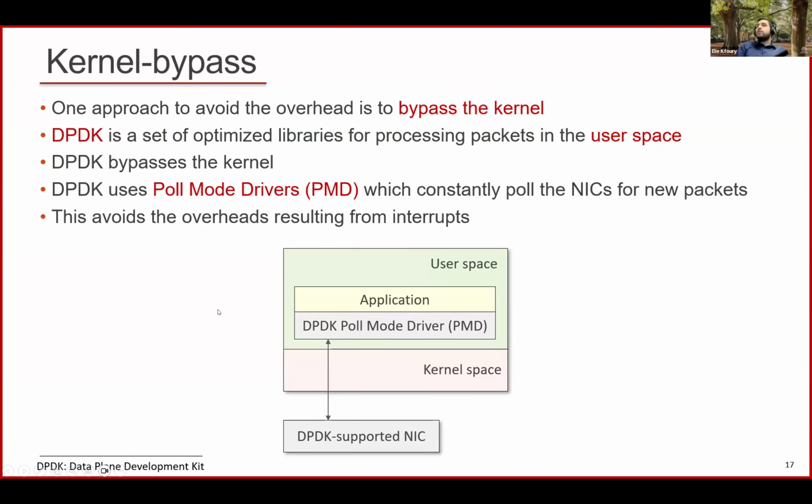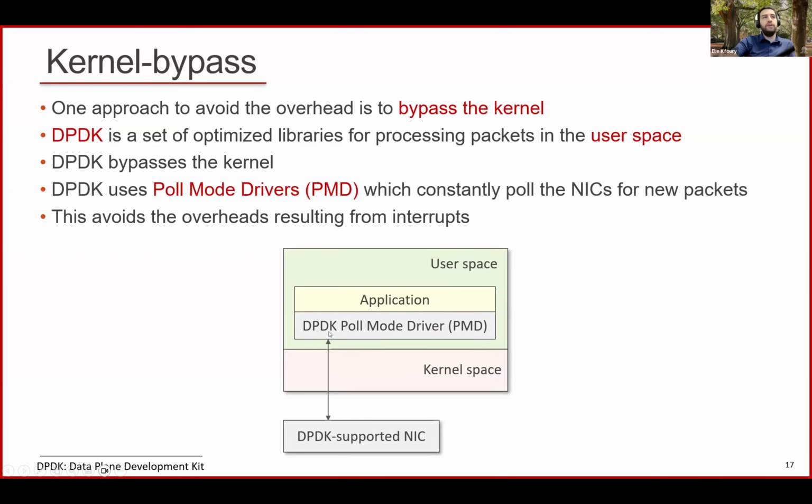So how can we solve that? One approach, and there are other approaches as well, but one of the more common approaches to solve these overheads is to bypass the kernel. So what is the idea here? We would have a network interface card that supports DPDK. DPDK stands for Data Plane Development Kit. And the idea here is to try to bypass the kernel space by having the packets being pulled to the application directly. So on the user space, we have some drivers.